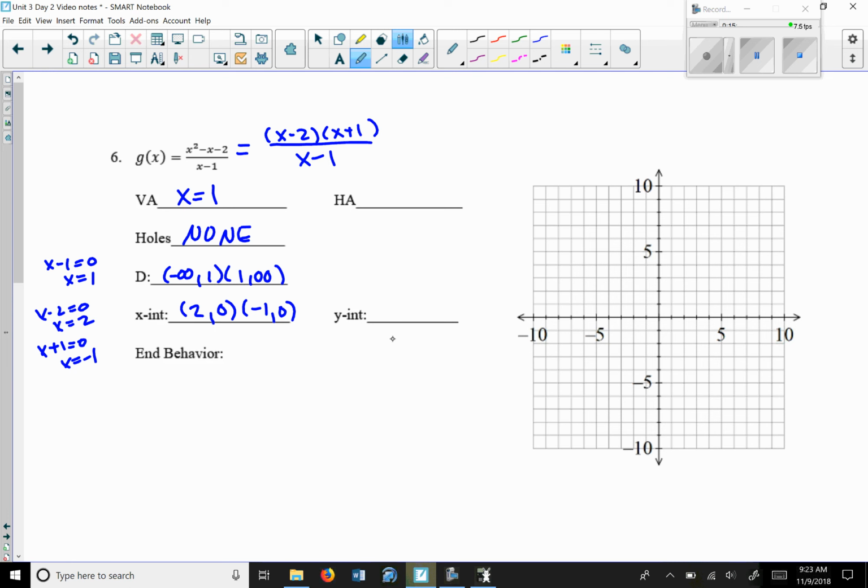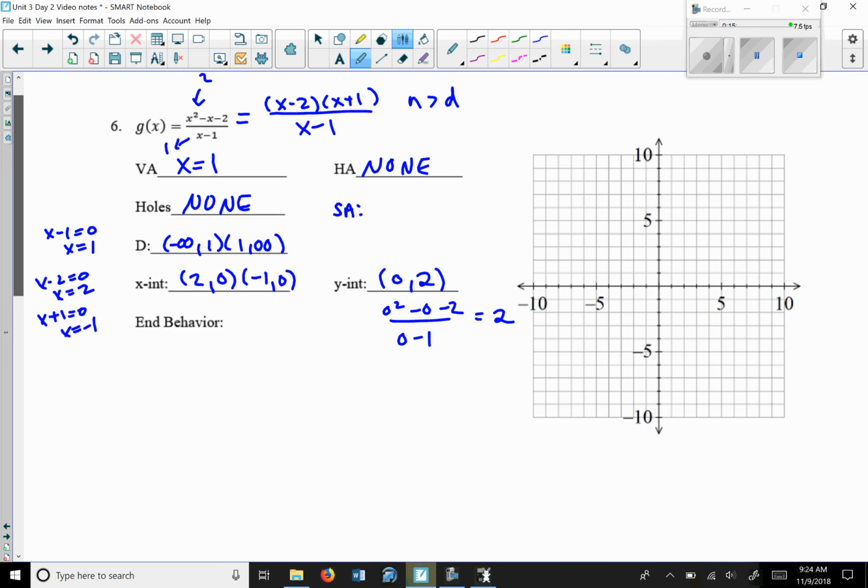My y-intercept, I plug 0 in for x and solve, so 0 squared minus 0 minus 2 over 0 minus 1 gives us negative 2 over negative 1, which is 2, so I have a y-intercept of (0, 2). In this case, the degree of my numerator is 2, and the degree of my denominator is 1, so the numerator degree is more than the denominator, so there is no horizontal asymptote. And the degree difference is 1, so there's going to be a slant asymptote.